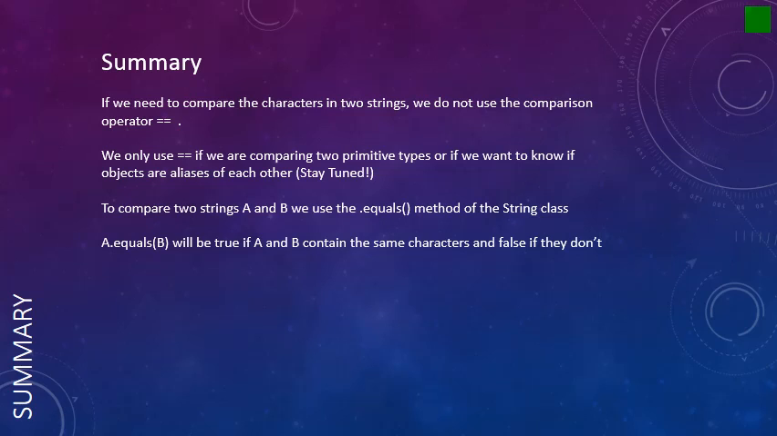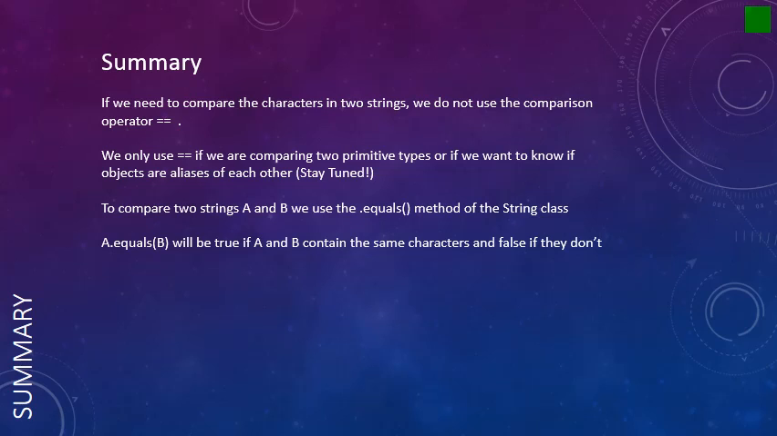And so here's our summary, right? First of all, if we need to compare the characters in two strings, we do not use the comparison operator equals equals, right? We only use equals equals if we're comparing two primitive types, or if we want to know if objects are aliases of each other. You don't know what that means. We don't even really know what objects are yet, but stay tuned, we'll learn more about that.